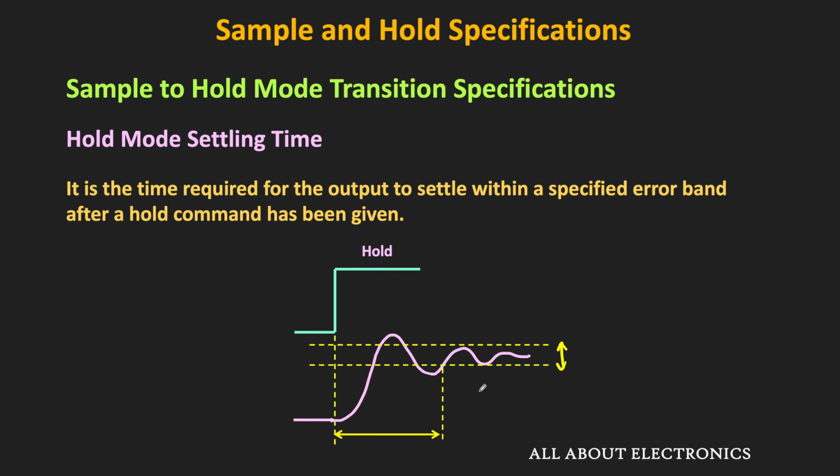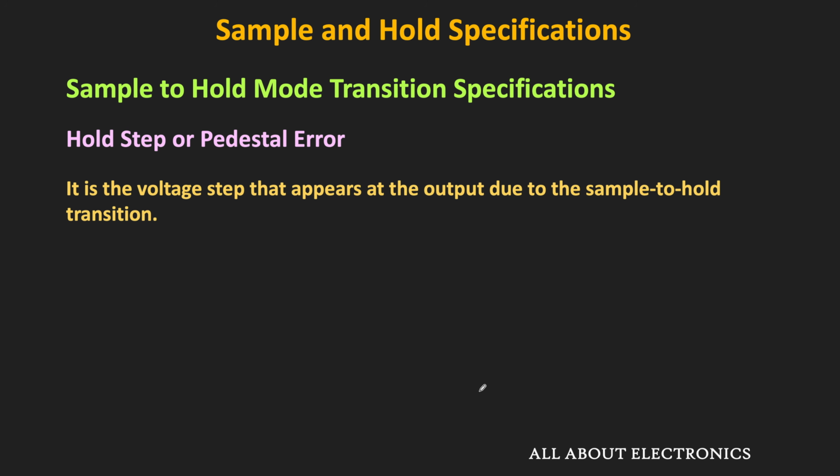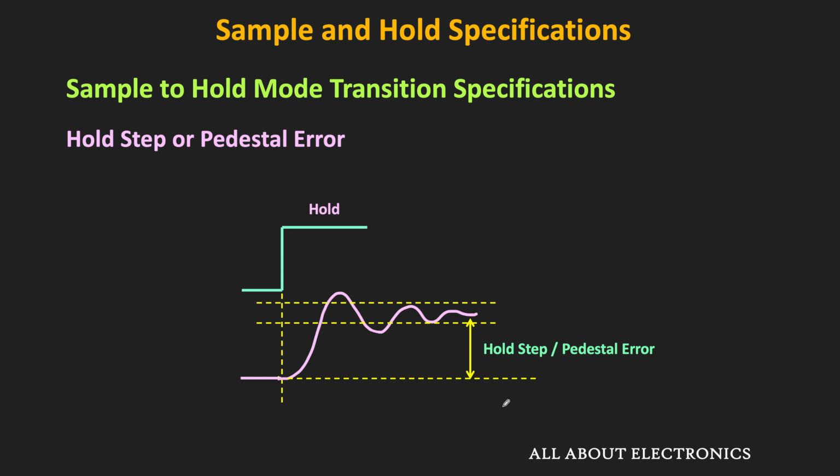Then, another important specification is the hold step or the pedestal error. This specification shows the additional voltage step that appears at the output due to the sample to hold transition. Basically, when the hold command is given and the switch gets opened, there is a charge injection from the switch to the hold capacitor. Because of this charge transfer, we see some additional voltage at the output on top of the desired voltage. This additional offset voltage at the output is known as the hold step, and this error is also known as the pedestal error.